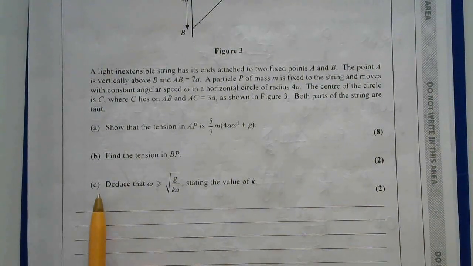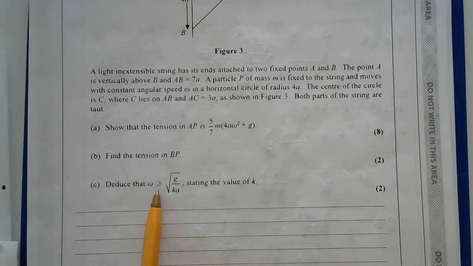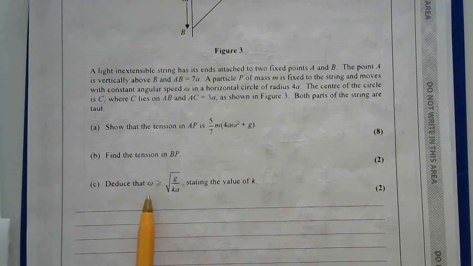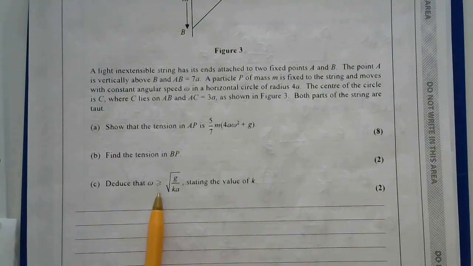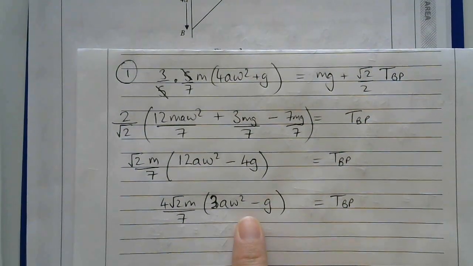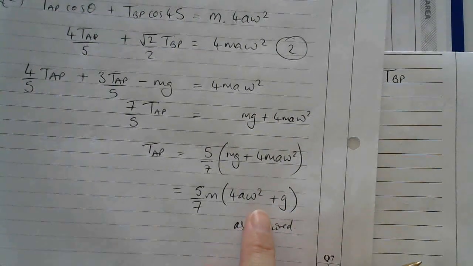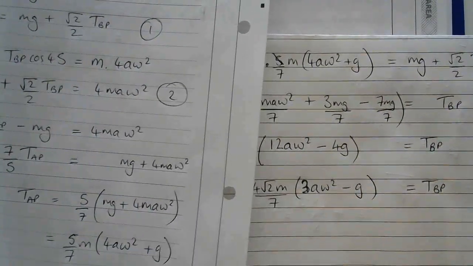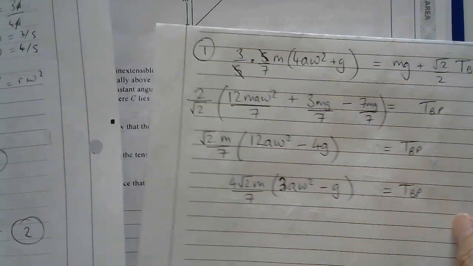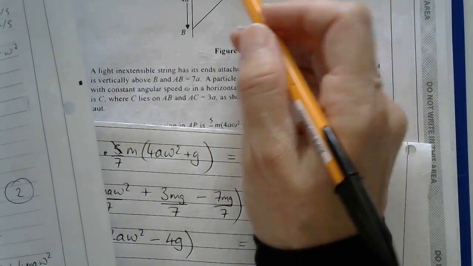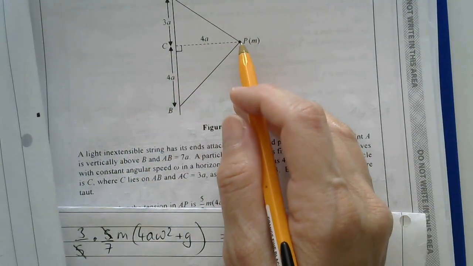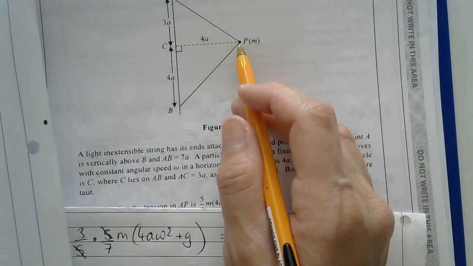And now in part C, it says deduce that omega is bigger than or equal to this thing, stating the value of k. So how can I get an inequality with omega in it? Well, I've got this expression for omega, with an omega in it. So I know that if this is not rotating fast enough, then the string will go slack.